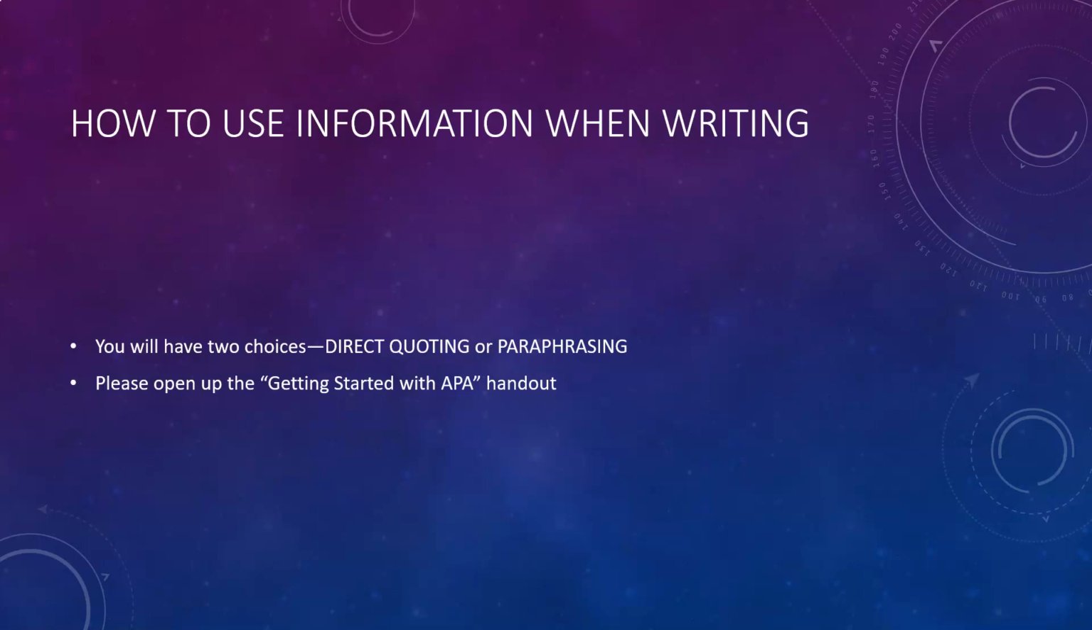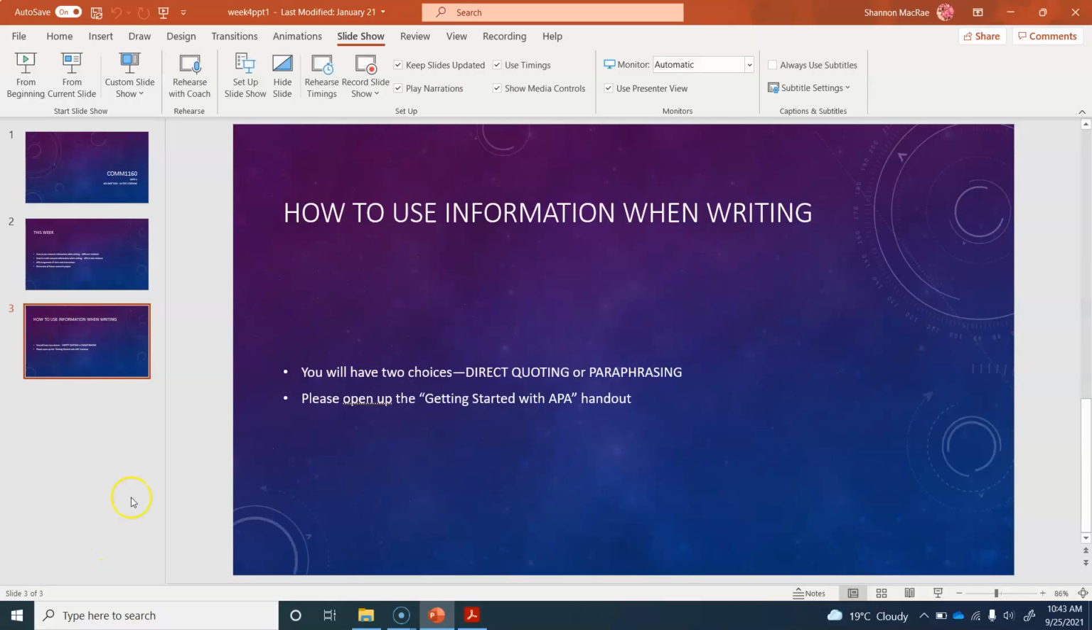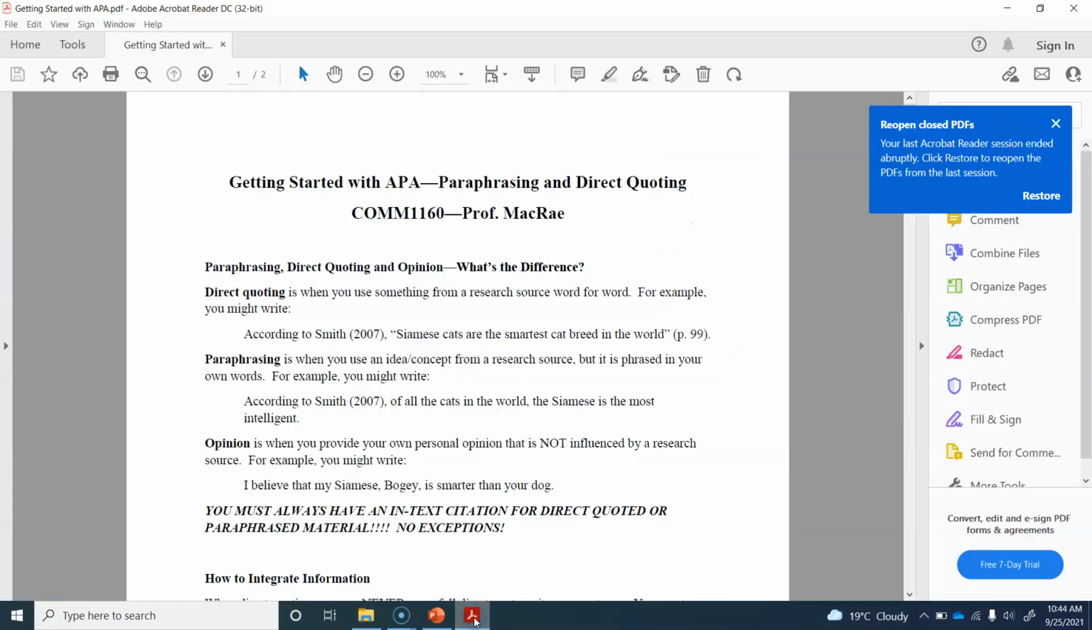I'm going to ask you to open up the Getting Started with APA handout, which I put for you in the week 4 folder, so that we can talk about the difference between direct quoting, paraphrasing, and providing opinion. And I'm going to pull up the handout for you here as well. Okay, so our very first step in talking about using research material is to define the differences between direct quoting, paraphrasing, and providing opinion.